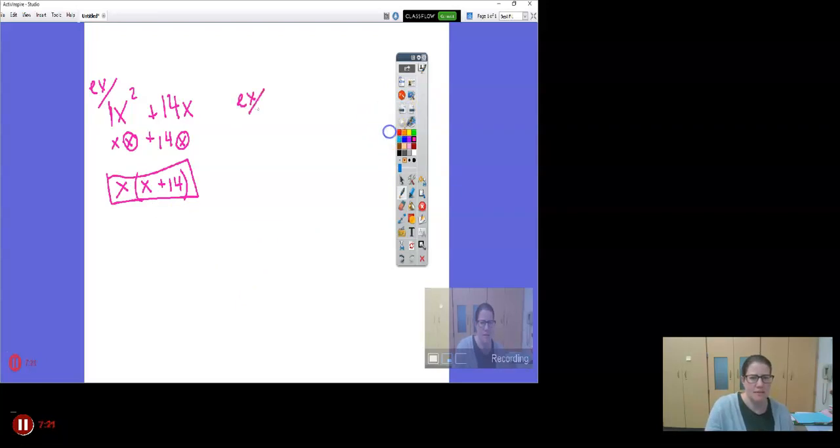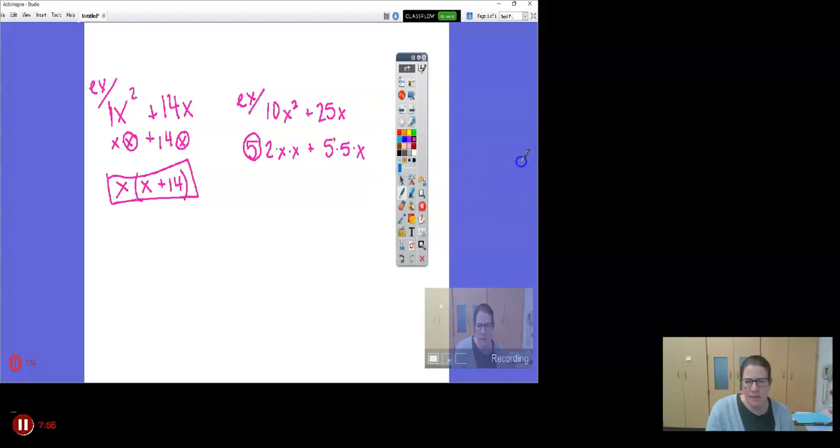If I have something like this, let's say 10x squared plus 25x. Now I have 10 and 25. I need to find the greatest common factor of 10 and 25. The biggest number that goes evenly into both 10 and 25 is 5. So I'm going to write this as 5 times 2 times x plus 5 times 5 times x.